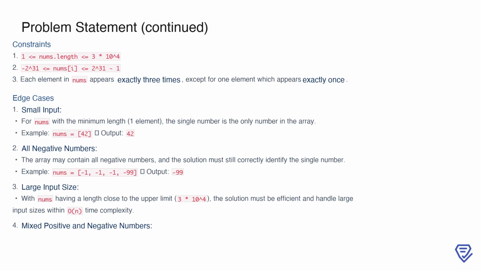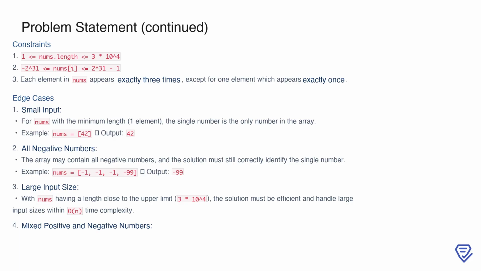Now, let's review the constraints and edge cases to ensure our solution is robust. The array nums will have a length between 1 and 3 * 10^4. Each element in the array will be an integer within the range of -2^31 to 2^31. Crucially, every number in nums appears exactly 3 times except for 1, which appears exactly once.